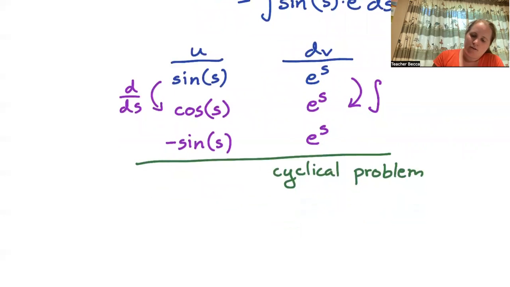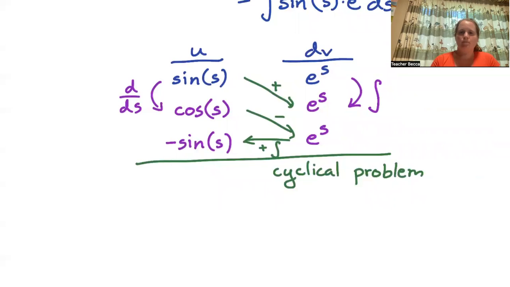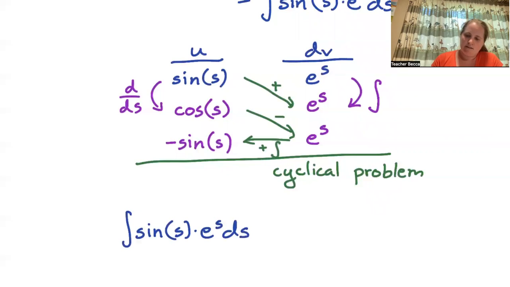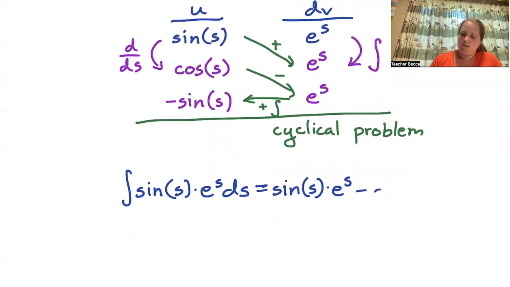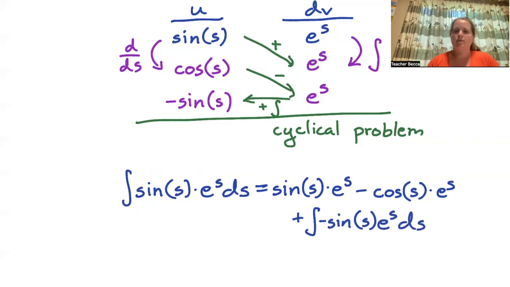So we do our plus the first diagonal minus the second, and then we'll do plus the integral of the bottom row. So we are looking at the integral of sine of s times e to the s ds is equal to sine of s times e to the s minus cosine of s times e to the s plus the integral of negative sine of s e to the s ds.